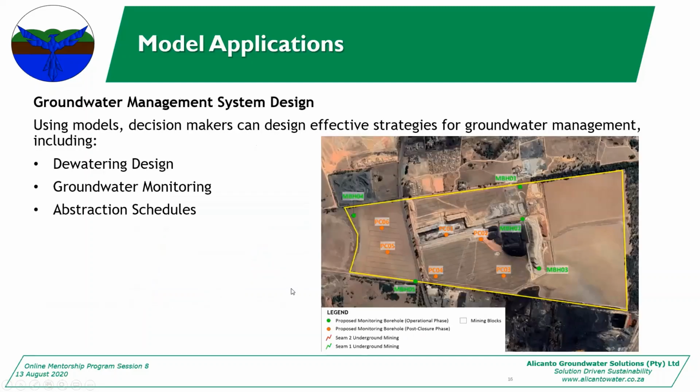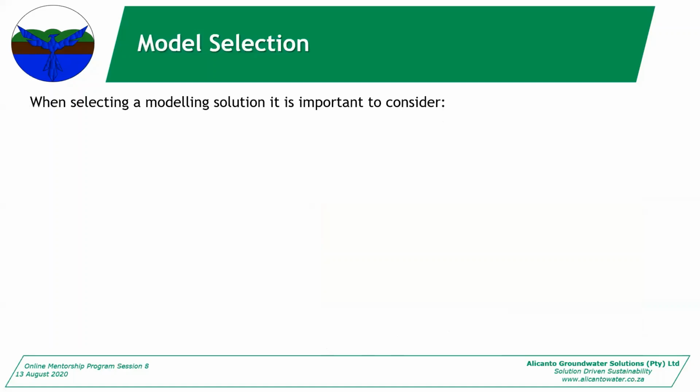Then groundwater management system design. Where we use our models, we can effectively design a strategy for groundwater management. These strategies include your dewatering designs, groundwater monitoring designs, abstraction schedules, acid mine drainage management strategies. It's anything you can think of that's groundwater related. You can typically design a management strategy using a model. Does anybody have anything to add to those applications? Nobody.